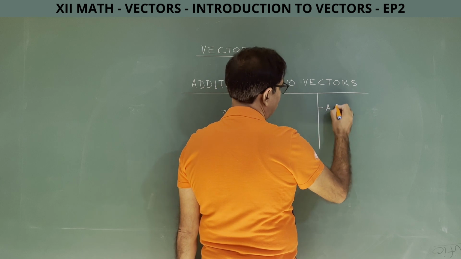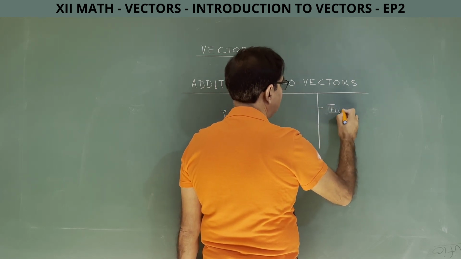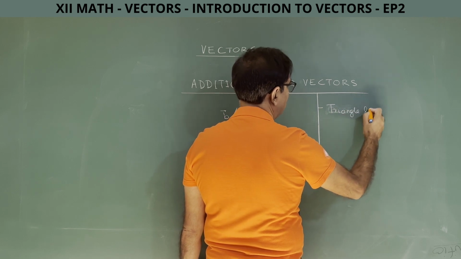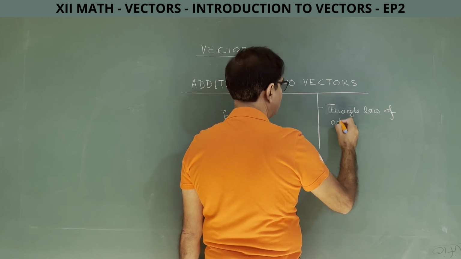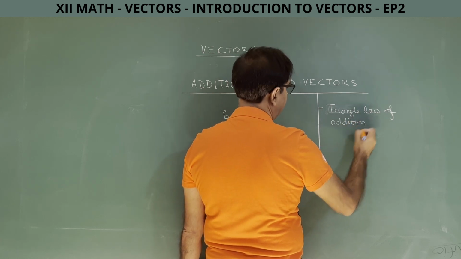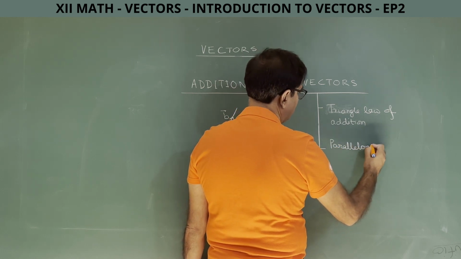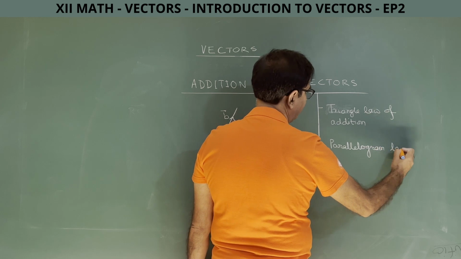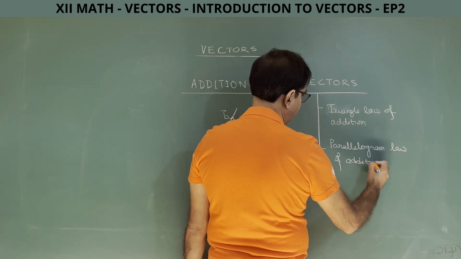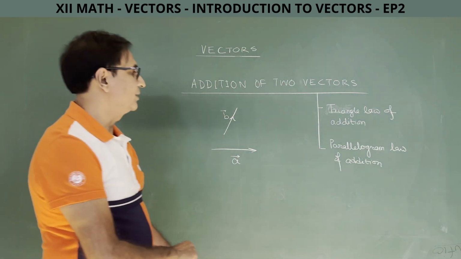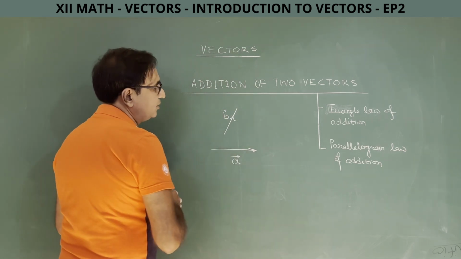One is called the triangle law of addition, and another is called the parallelogram law of addition. So you have the triangle law of addition and the parallelogram law of addition. Now let's first do the triangle law of addition.